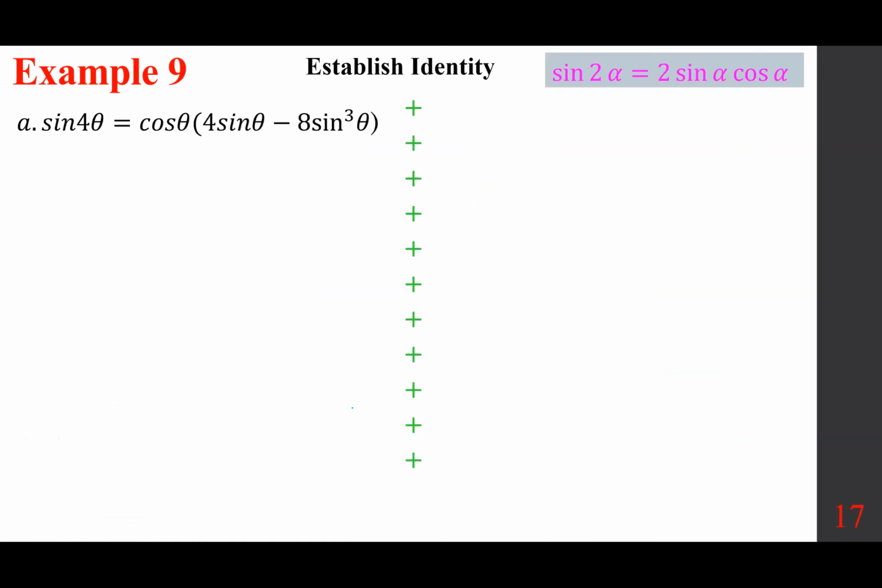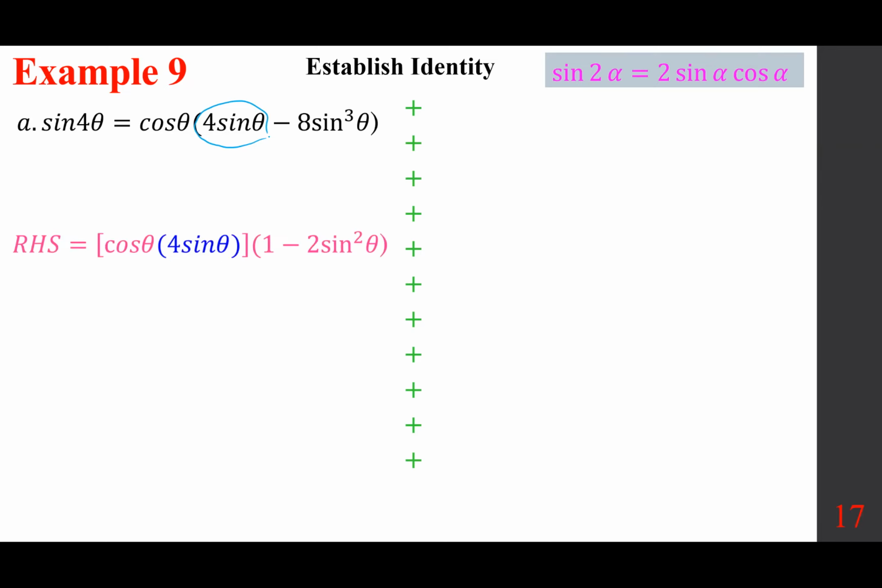All right, we want to establish the identity that sine 4 theta is cosine theta times 4 sine theta minus 8 sine cubed theta. Well, let's start with the more complicated side, which is the right-hand side. Let's notice that there is a common factor of 4 sine theta. So we're going to take the 4 sine theta out from the right side. So we get cosine theta times 4 sine theta, and then what is left in the parentheses is 1 minus 2 sine squared theta.